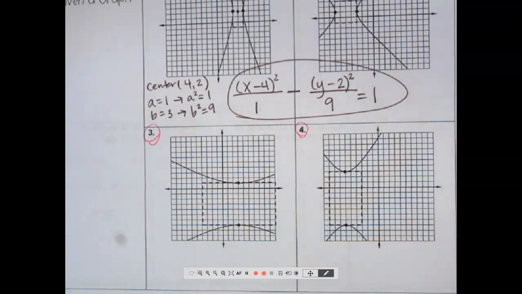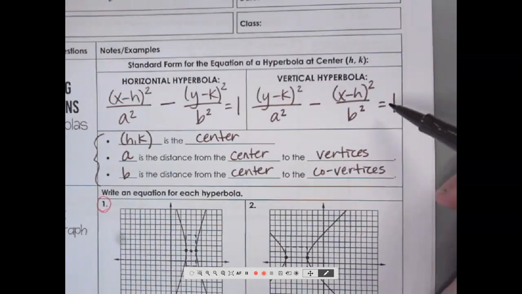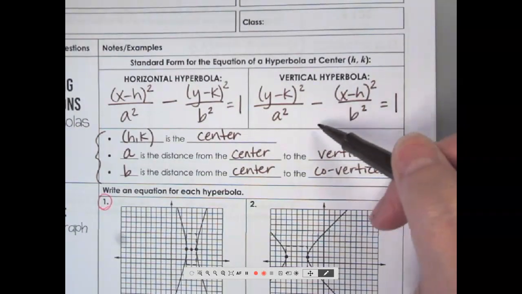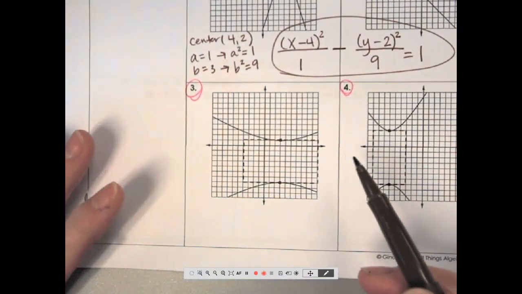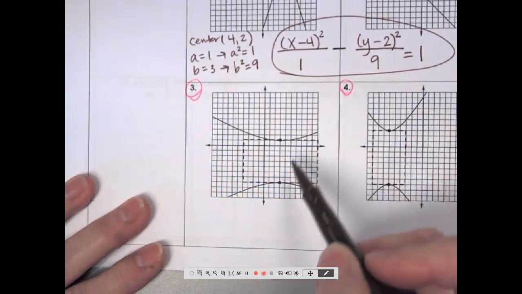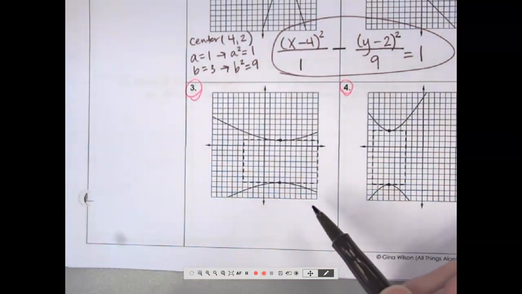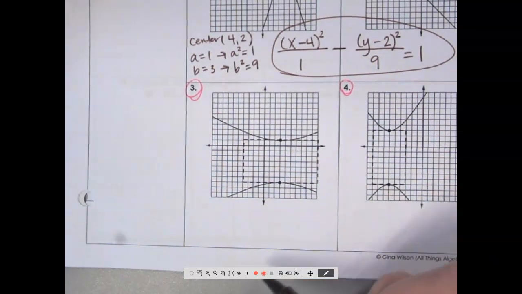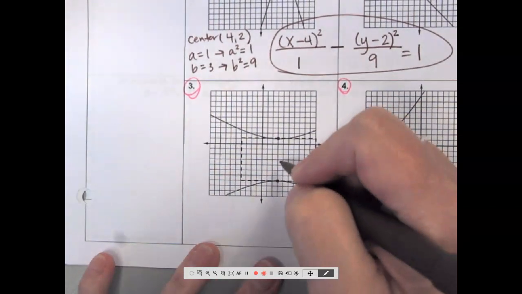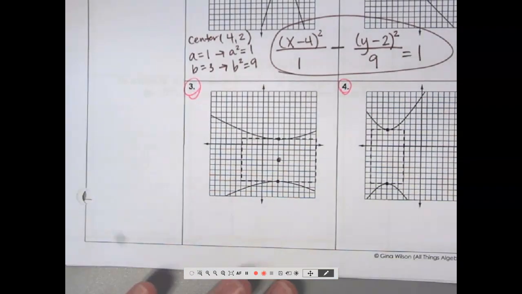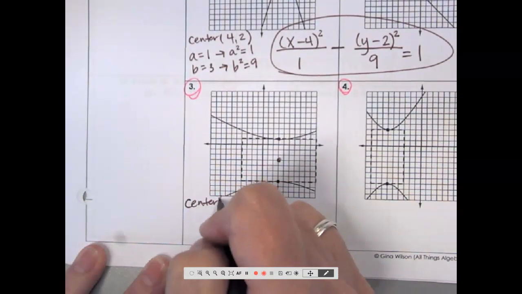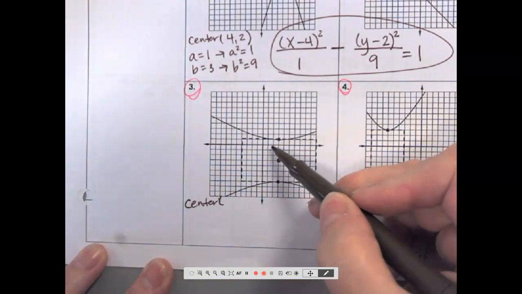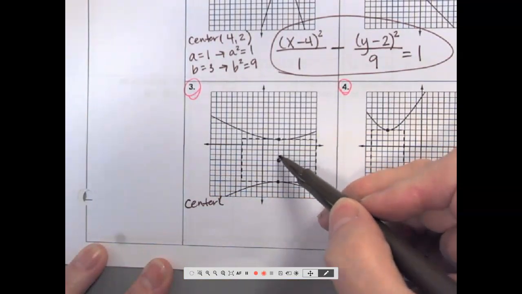Okay. All right, let's jump down and do number 3. So is this one horizontal or vertical? Vertical. So when I do go to write the equation, I'll have to be sure and use this form and put the y's first. You're just looking at which way the curves open. So the curves open up and down. The y-axis goes up and down, vertical, so it's vertical. All right, let's find our center point, so we can just sort of eyeball where that middle is there. And then let's see what that ordered pair is. One, two, three. Three, negative three.